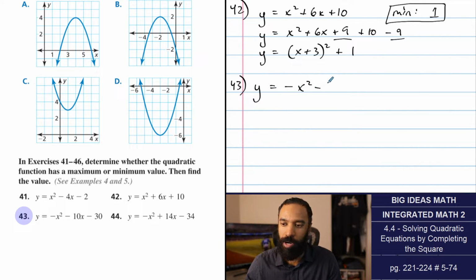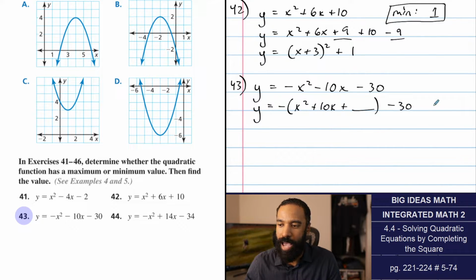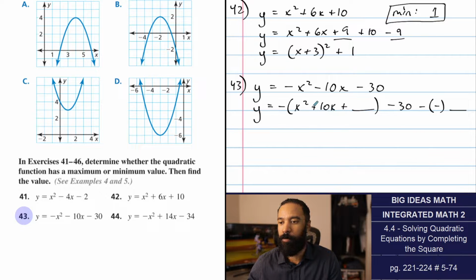This will take a little more work as we're going to have to factor out that negative 1 from the first two terms. So y equals, factor the negative out. You have x squared plus 10x, and let's go ahead and complete that square right here. Whatever we add there, we're going to have to subtract out of, making sure that you multiply by the negative. That appears out in front like so.